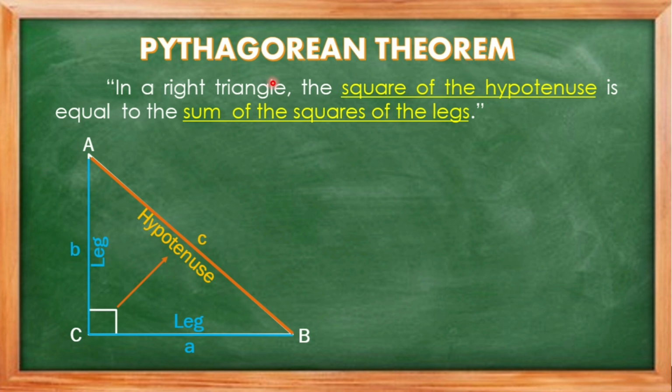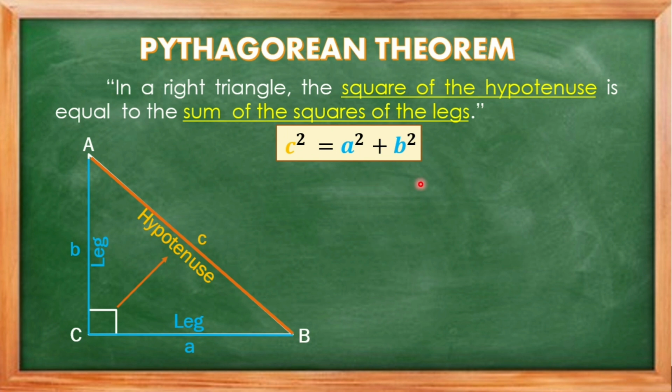Okay, so sabi sa Pythagorean Theorem, in a right triangle, the square of the hypotenuse is equal to the sum of the squares of the legs. Okay, so ini-emphasize dito na sa right triangle lang, pwedeng gamitin ito. Okay? Okay, so square daw natin itong hypotenuse. So, c squared is equal to the sum of the squares of the legs or yung sa a and b. So, itong equation na to, ito ang mabubuo kung itatranslate natin yung Pythagorean Theorem.